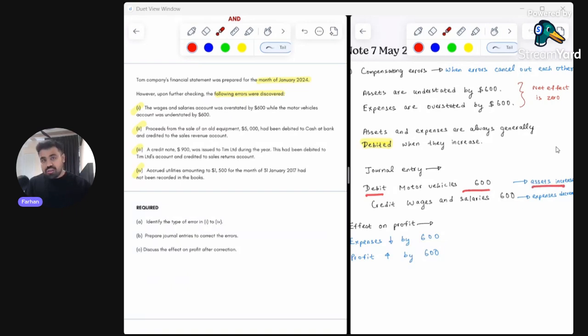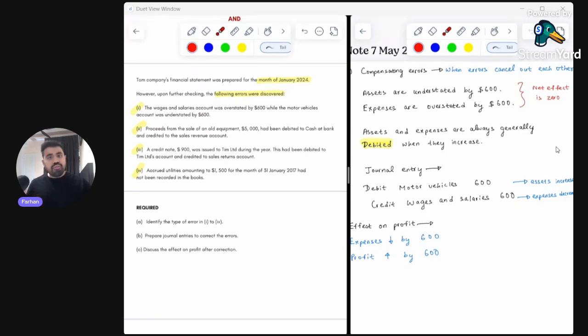And simultaneously, we would want to reduce our expenses, which is to reduce the account for wages and salaries. So how do we reduce expenses? We know when expenses increase, we debit them. So now that we have to reduce it, we will credit it. So we credit the account for wages and salaries by $600, which basically reflects the decrease in total expenses. All right. Now, after we have corrected this journal entry, what should we do next?